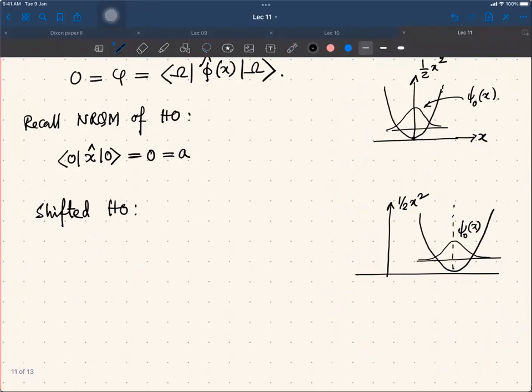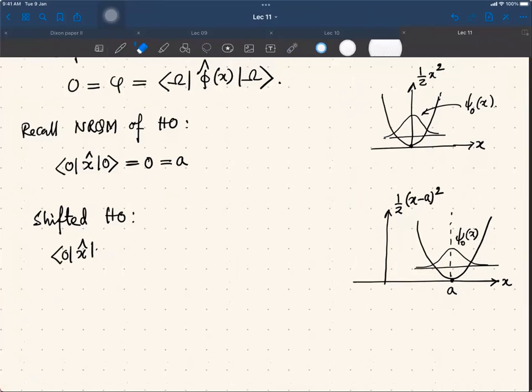In this case, this is say A. The potential is not half x square, rather half x minus a whole square. And there, if you calculate the vacuum expectation value of x, then you will get A, which is non-zero.